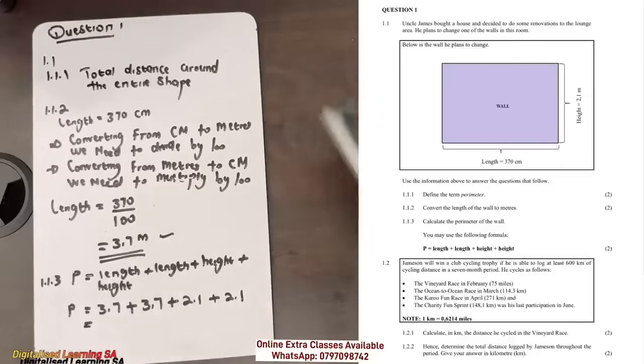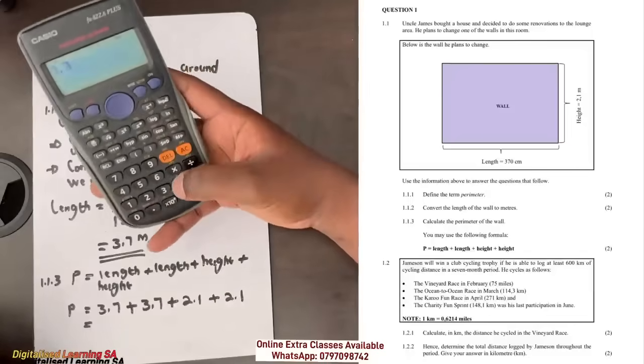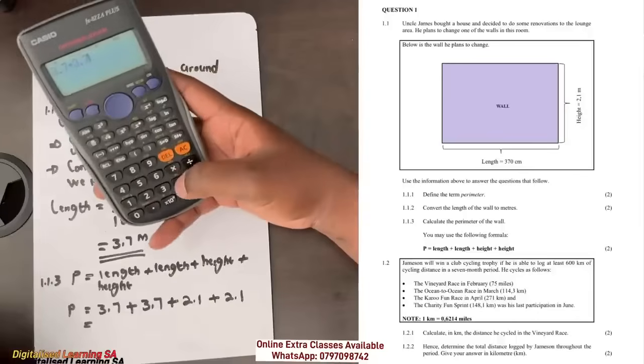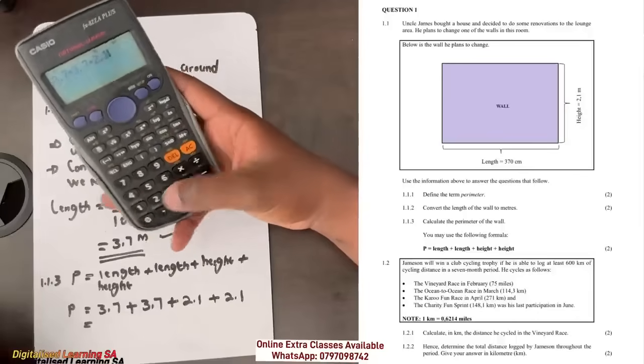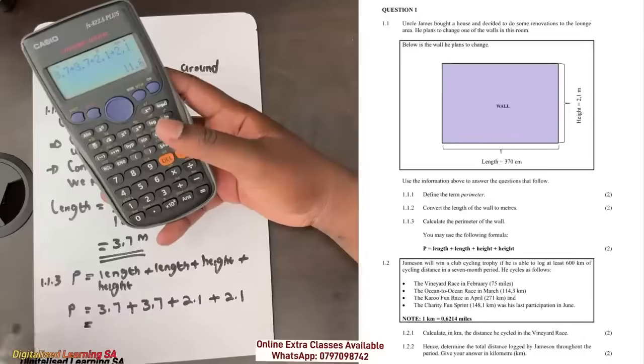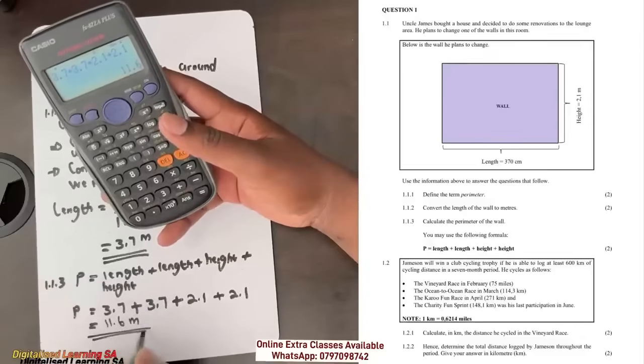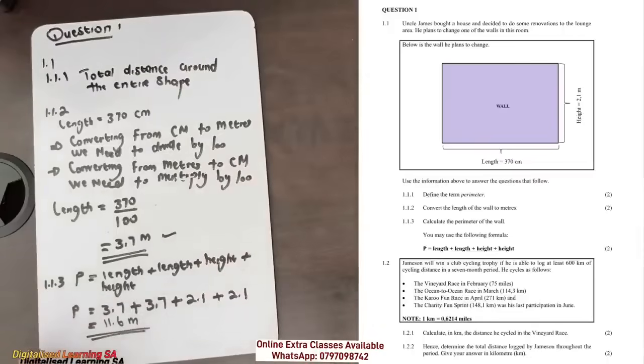And that will be our perimeter. So now we're just going to plug that into our calculator. So it will be 3.7 plus 3.7 plus 2.1 plus 2.1, and our answer will be 11.6 meters. And that's our perimeter.